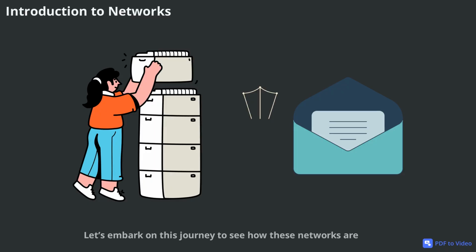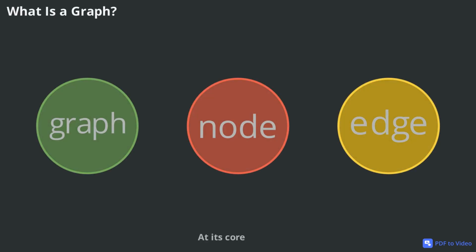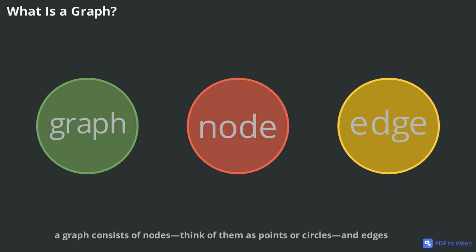Let's embark on this journey to see how these networks are built and what they reveal about the minds behind influential scientific works. At its core, a graph consists of nodes. Think of them as points or circles, and edges, which are the lines connecting these nodes. In the context of language, each node represents a term, and an edge shows a relationship, such as two words appearing close together in a text.